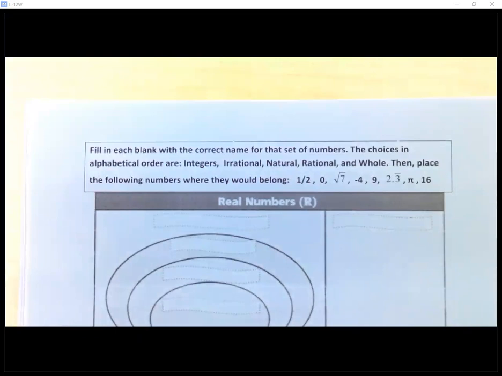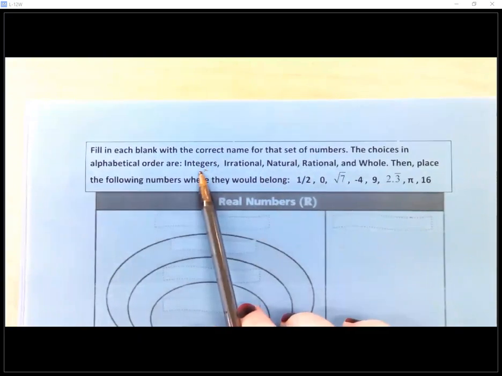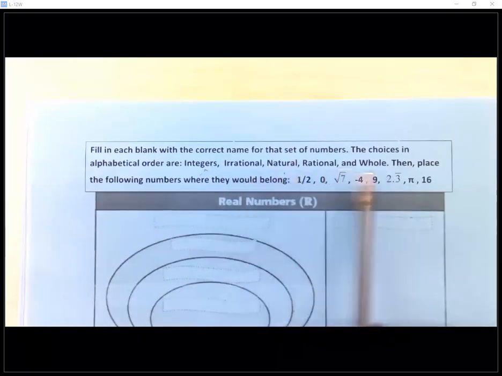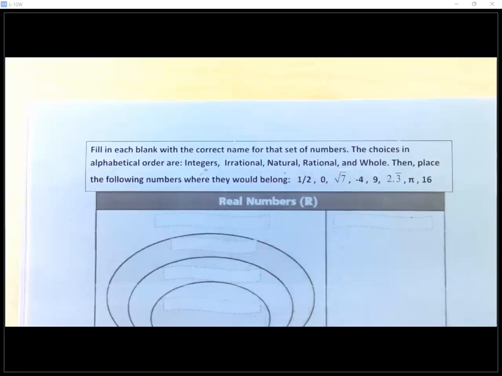Don't flip your paper over. Do it as best you can. Think about what these things mean and where they go. Take those 5 words: integer, irrational, natural, rational, whole. Put them where they belong. Don't do the numbers yet, just put the words. Does everybody have the words where they go?